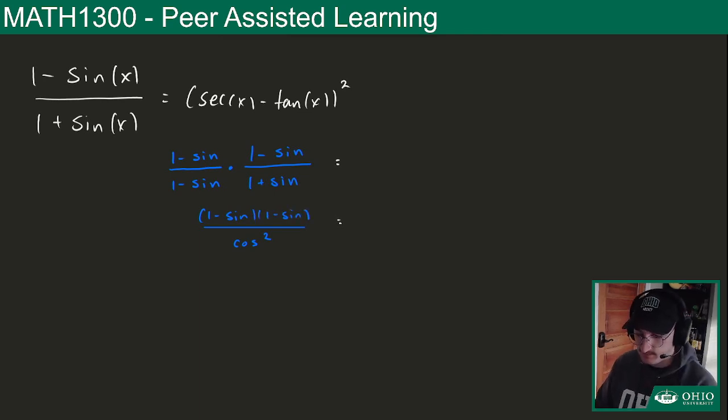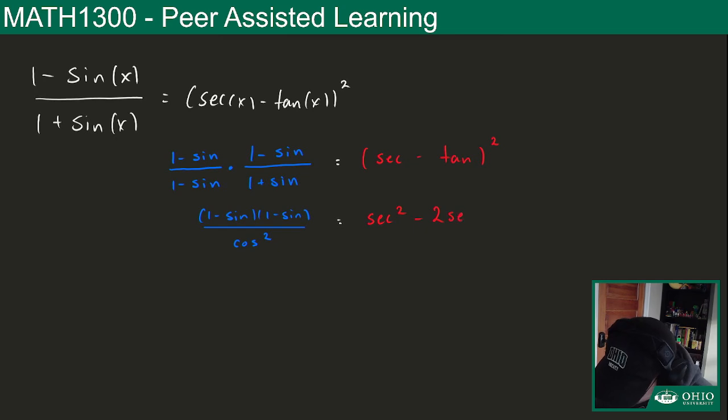Let's briefly leave this alone and move to the other side of the equation. This is one of those examples where working from both sides can really help you, at least in my opinion. So we have secant minus tangent squared. And we are simply going to start by squaring that quantity. Remember, you have to FOIL. We can't just bring the squared inside the parentheses. So I get secant squared minus 2 secant times tangent plus tangent squared.